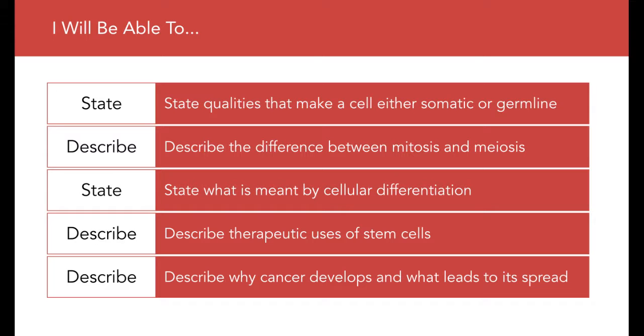Okay, so at the end of this video, hopefully you can state the qualities that make a cell either somatic or germline. There's two types of cell, or two ways we're going to group our cells. You should be able to describe the difference between mitosis and meiosis as different types of cell division. You have to state what is meant by the process cellular differentiation. And you have to describe different therapeutic uses of stem cells. And you have to describe why cancer develops and what leads to the spread of cancer.